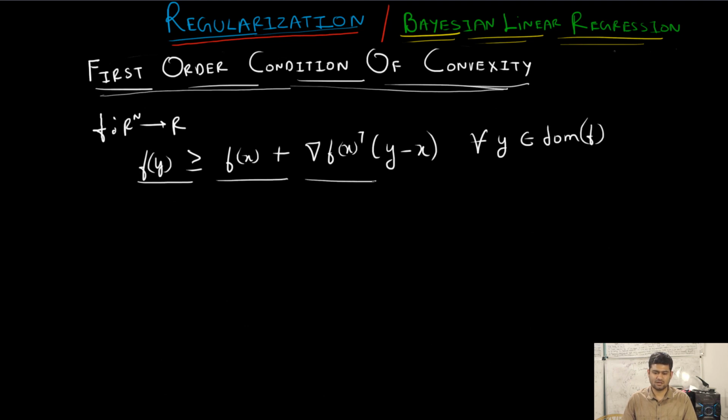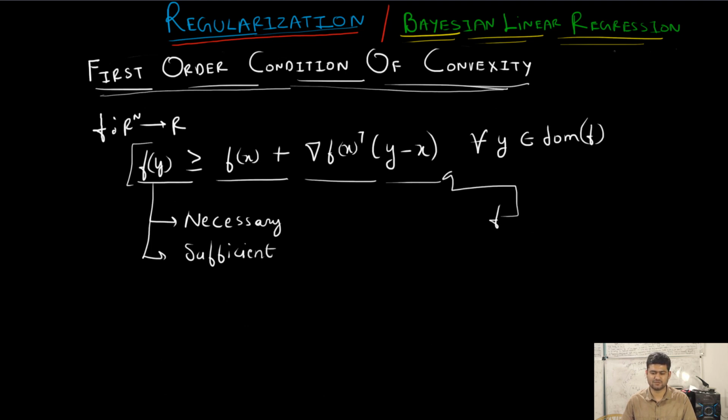So this is a necessary and sufficient condition for a function to be convex. Any convex function f will satisfy this condition, so this is necessary. And this is also a sufficient condition for convexity. That is, if you prove that the function f satisfies this inequality, then you have proven that the function is convex. So this is both a necessary and a sufficient condition for the convexity of a function.